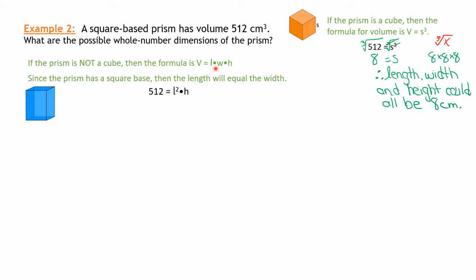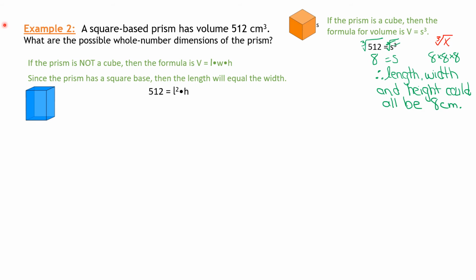I used L twice because length and width are the same, but you could have used W squared, or you could have used B squared. Sometimes you'll see B for base, or S, like we had over here, for side squared. So we have this formula that's a little bit different than the formula that we had here because we're not talking about a cube this time.